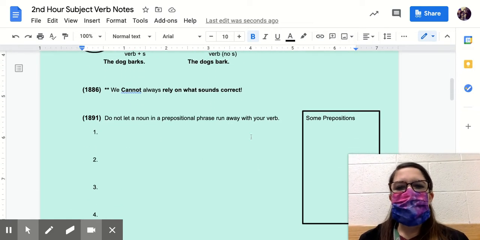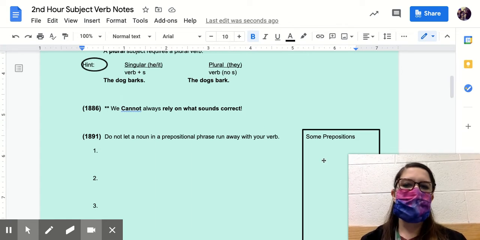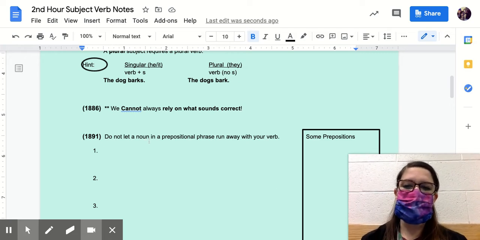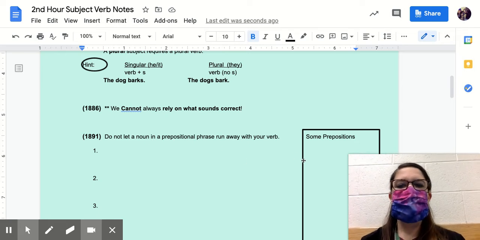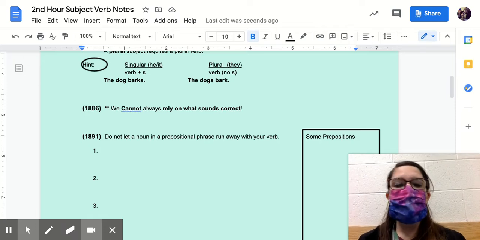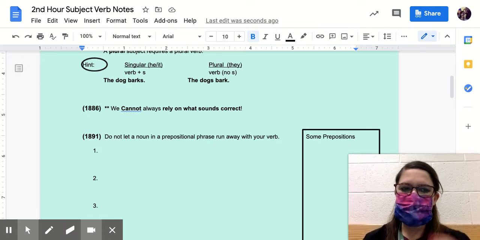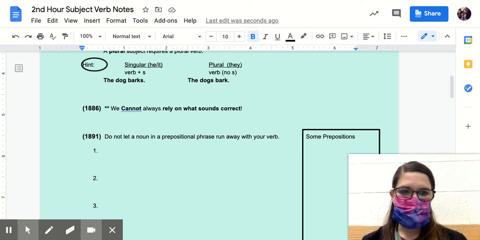So as we get into what we can't always rely on what sounds correct, right here, let's talk about those prepositional phrases because we need to make sure that we're not letting a noun in a prepositional phrase run away with the verb. So before we can talk through that, let's talk about what prepositions are. If you remember back to your freshman year, you talked about these. Prepositions are words that show relationship.